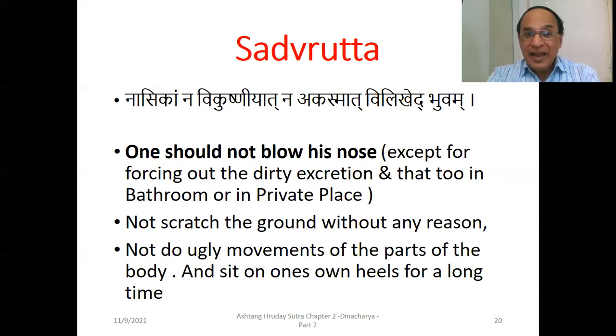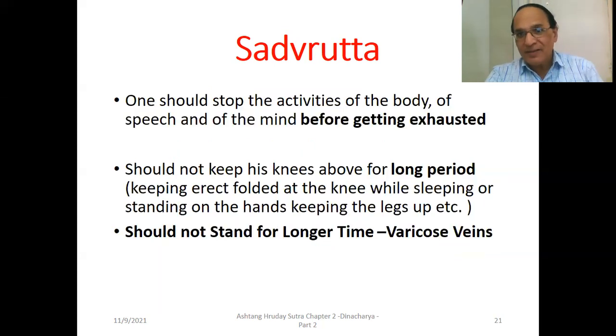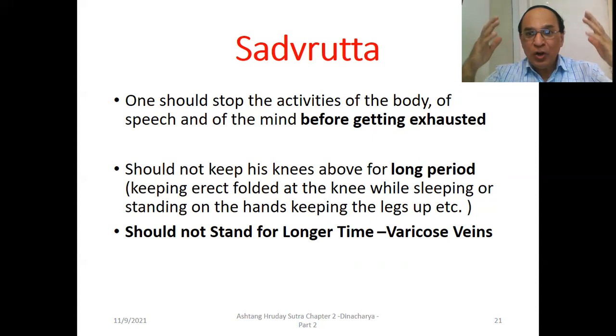Okay. Not scratching the ground without any reason, not making ugly movements of the parts of the body, and not sitting on one's own heels for a longer time. This is an awkward position that can strain your back. One should stop the activities of the body, of speech, and of the mind before getting exhausted. Again, the same thing. You should not exhaust yourself too much, because that can bring your immunity down and you can be captured by tuberculosis or coronavirus, because too much exhaustion makes your immunity low.